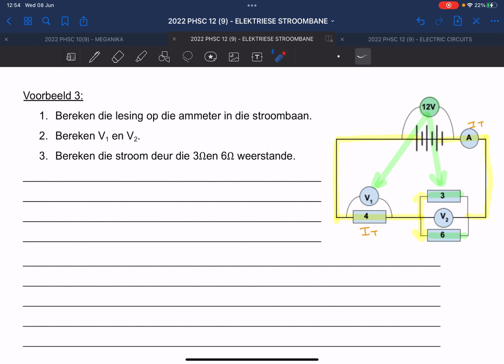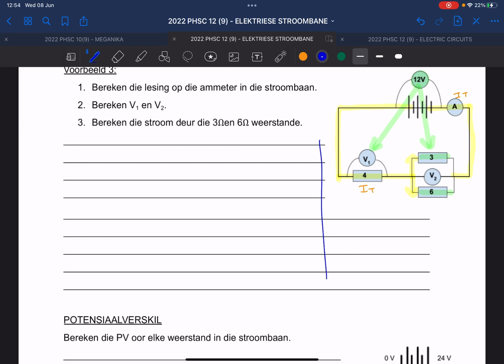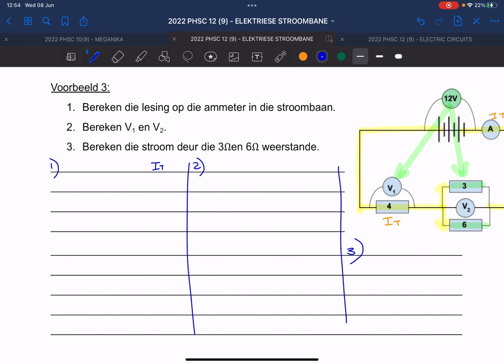Okay, goed. Soos dit nou ontleed, nou gaan ons die vrae kyk. Hulle sê vir jou, bereken die lesing op die ammeter. Where's the ammeter? There's it. It measures the total current. Okay, so we're splitting up our page into 3. Okay, the ammeter measures the total current.